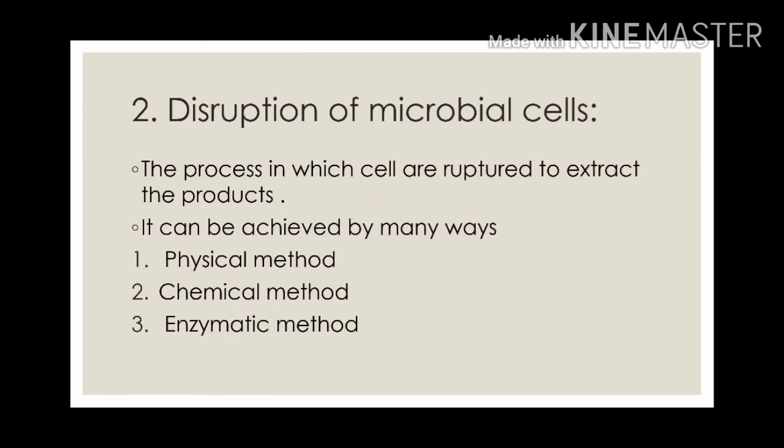Second is disruption of microbial cell. It is a process in which the cell is ruptured to extract the product which we desire for the whole process. It can be achieved in many ways: physical methods, chemical methods, and enzymatic methods. Physical methods include high pressure homogenization, ultrasonication, and osmotic shock. These are the physical methods by which we can disrupt the microbial cell.